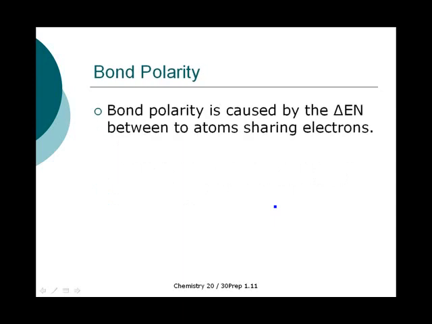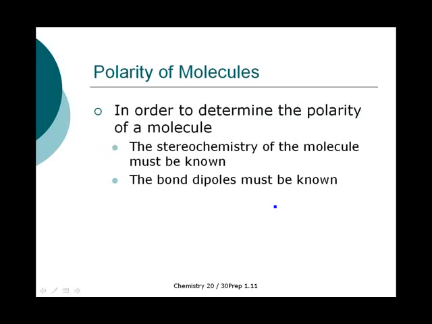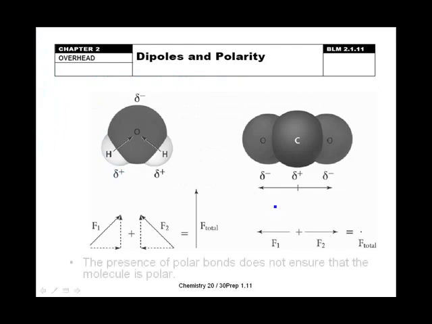So bond polarity, just to review, is caused by differences in electronegativity between atoms that are sharing electrons. It results in an electrostatic charge difference between the atoms on either end of the bond. So one end of that bond is going to have an atom that's positively charged, and one end of that bond is going to have an atom that is negatively charged. So molecules can be polar if they have polar bonds, and if those polar bonds aren't pulling against each other. And I'll show you what I mean. So we need to know the stereochemistry of the molecule and its bond dipoles.